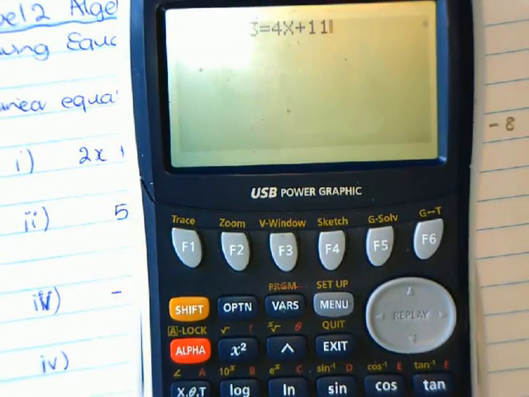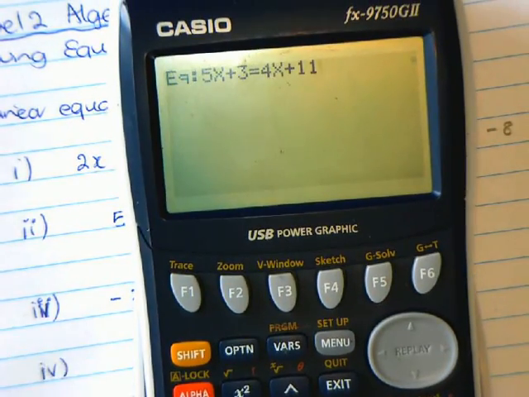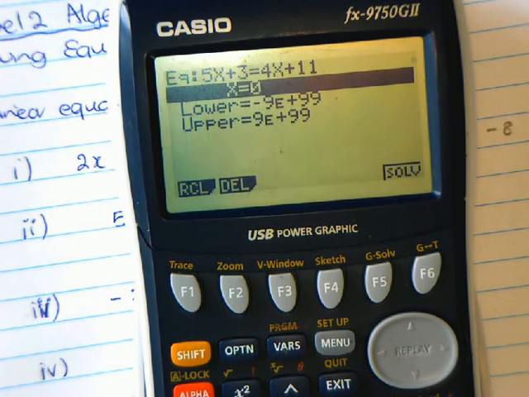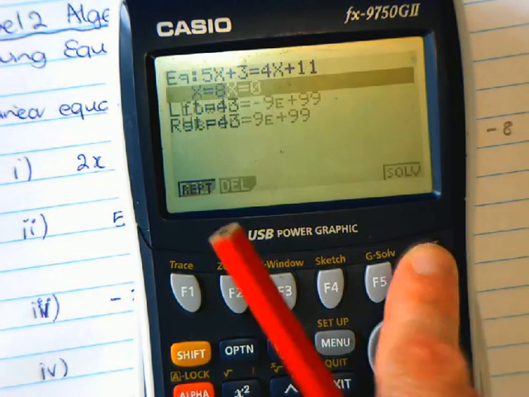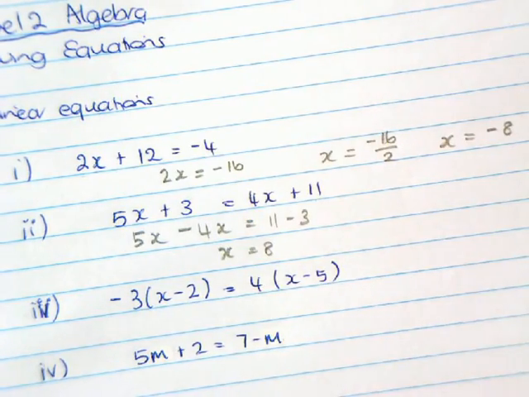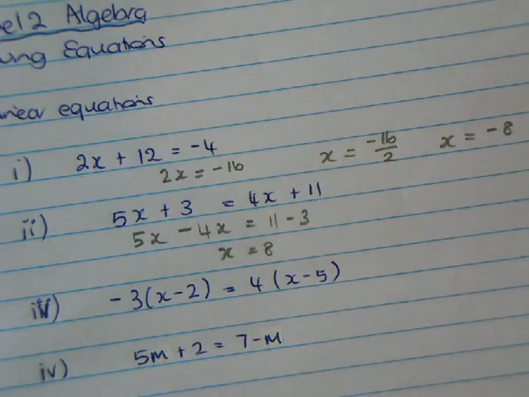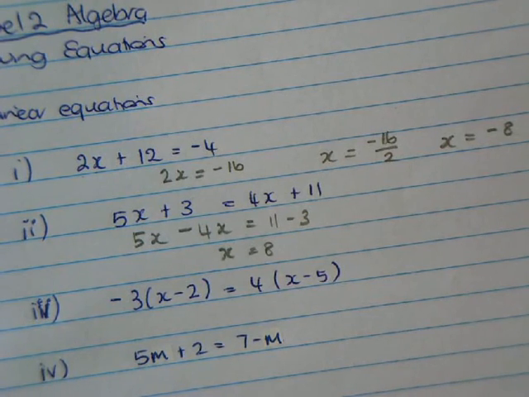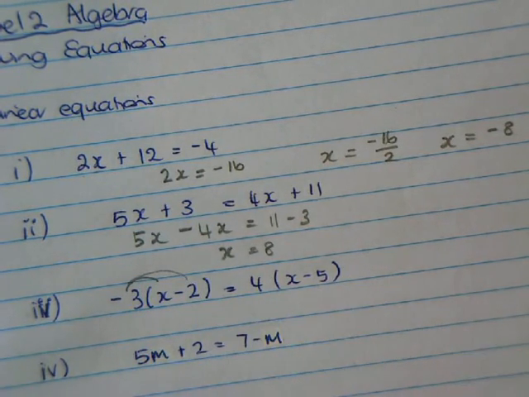And on your screen here you see you've got the equations in here. You need to hit solve, so enter it by pushing exe and then solve, and they've come out with x equals 8, and that's what we've got as well, x equals 8. Okay, so just remember that's there for you to check some of these equations.